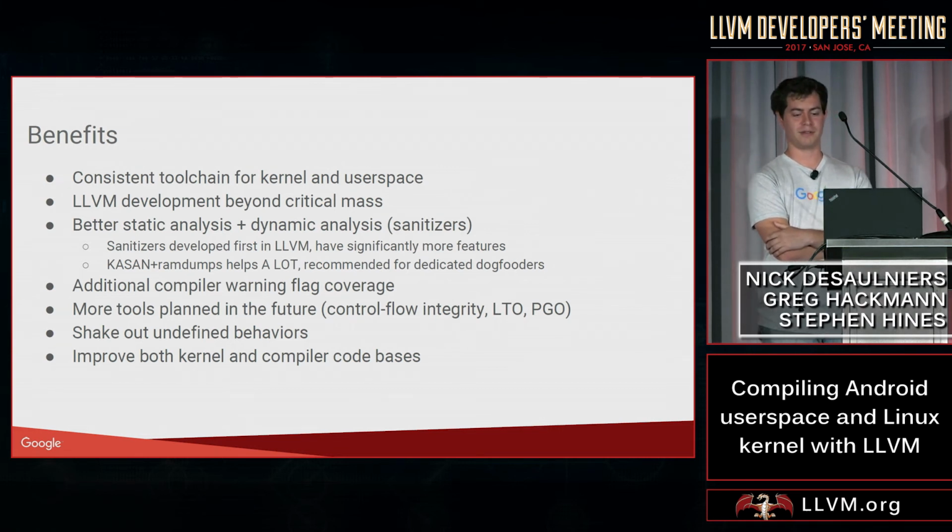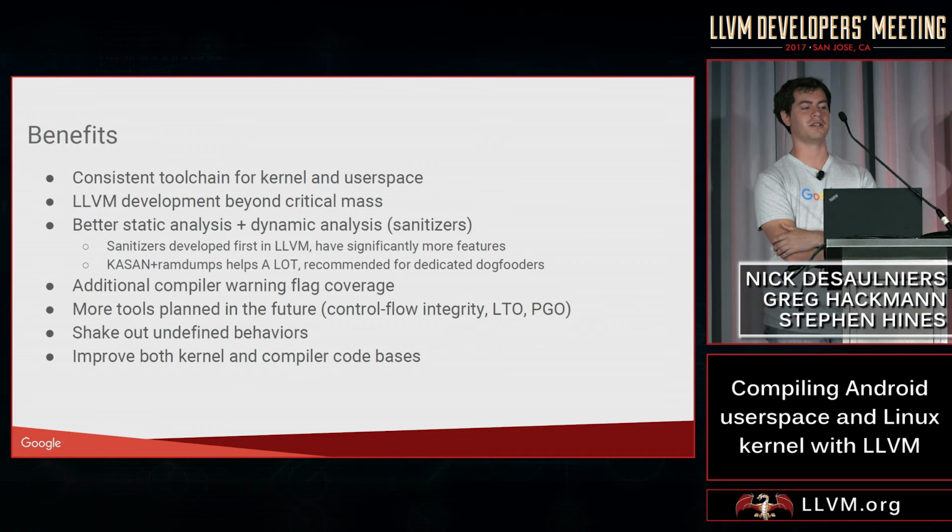Some of the benefits are additional compiler flag coverage. So we ended up doing side-by-side builds on Stephen's recommendation, and we'll see in another slide how pre-submit tests helped us out there, but I actually found real issues in the kernel. We're working on building more tools in the future, such as control flow integrity analysis, link time optimization, and profile guided optimization. This helped us shake out a lot of undefined behaviors in the kernel.